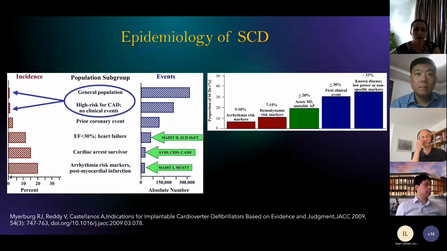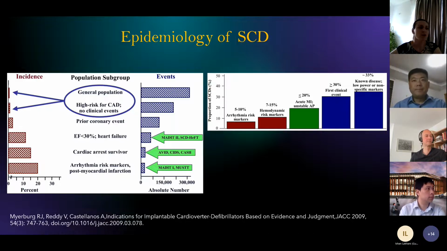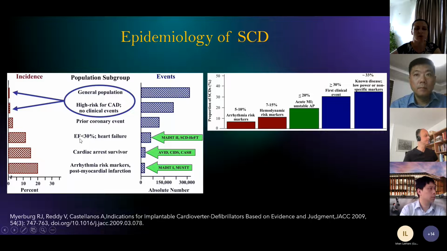Despite major improvements in cardiovascular care in the last 30 years, sudden cardiac death continues to be a major international problem, accounting for a quarter of deaths. The major advance in the prevention strategy has been the development of the implantable cardioverter defibrillator. But currently, the indication for ICD is based on studies that targeted subgroups of patients with a high incidence of sudden cardiac death: those with heart failure with reduced ejection fraction, cardiac arrest survivors, and patients post myocardial infarction.